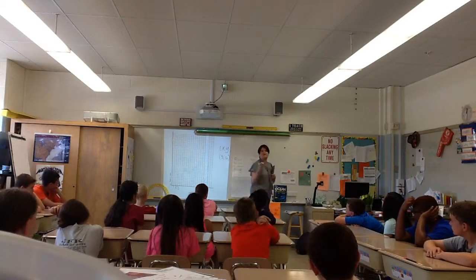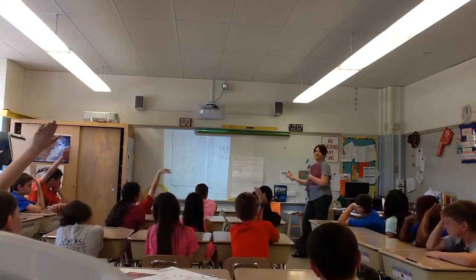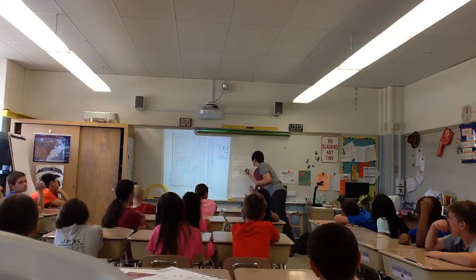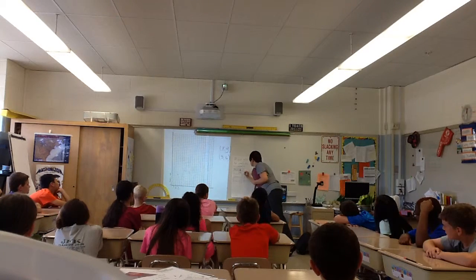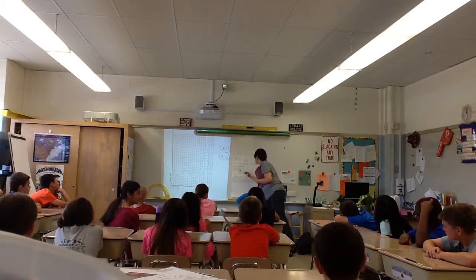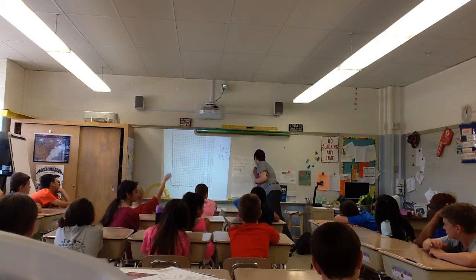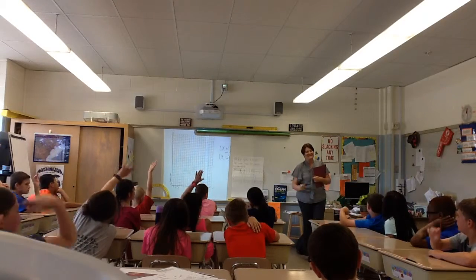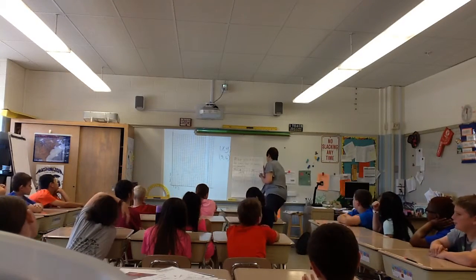Okay, what about if Mike works for 1 hour? How much money is he going to get? $3. All right, I'm going to jump ahead. Mike works for 5 hours. How much money is he going to get? $15.